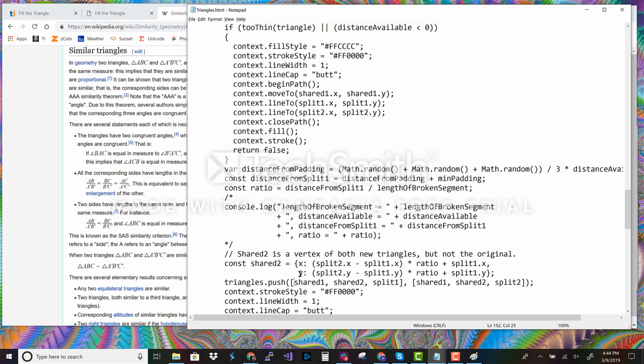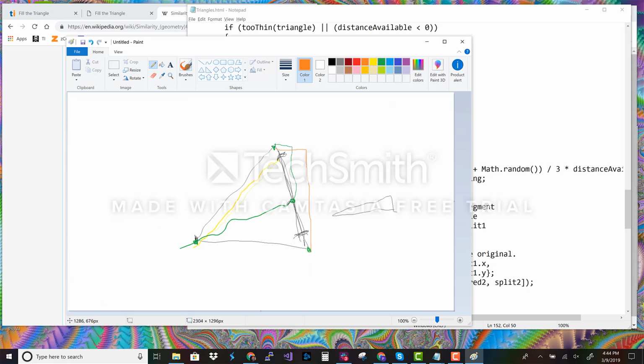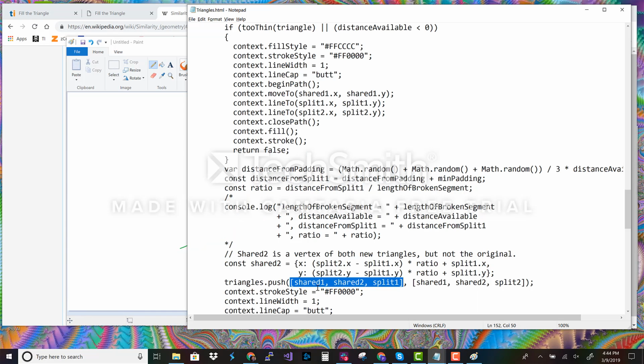And then we have these 2. Remember I said a triangle is just a list of 3 points. So it's the 2 shared points. Again, these 2 are the shared points because they're used by both new triangles. And then this is split 1, which is used by only one of the new triangles, and this is split 2 that's used by the other. This is one of the triangles, and this is the other triangle.